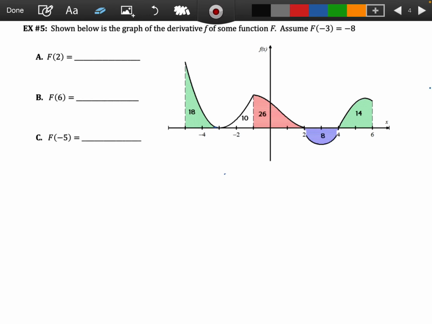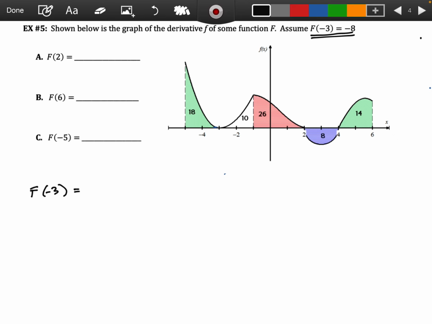Example 5, shown below, is the graph of the derivative of some function, capital F. Assume capital F of -3 is equal to -8. That's going to be key. We want to start off with this right here. So what does this mean? They're telling us that this is going to be equal to -8.